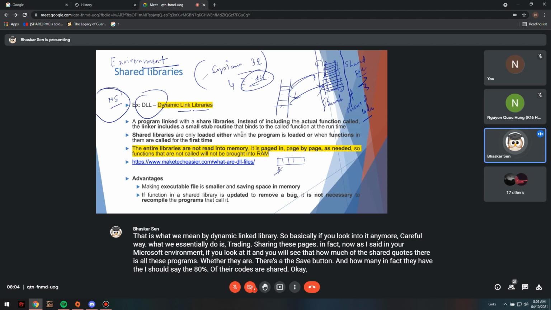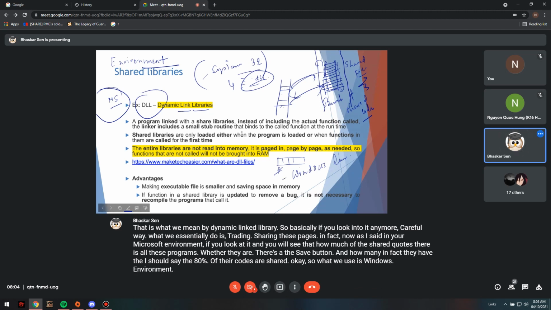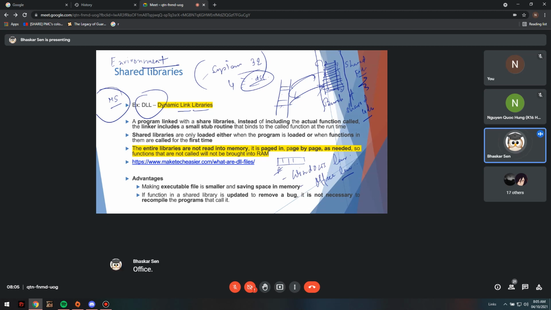Okay, so what we use is the Windows environment and the Office environment. So Windows environment and Office environment. These are the two things that we always rely on.